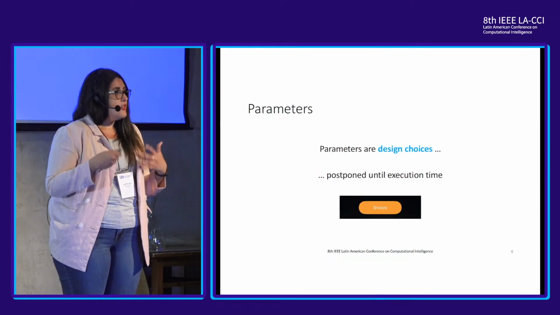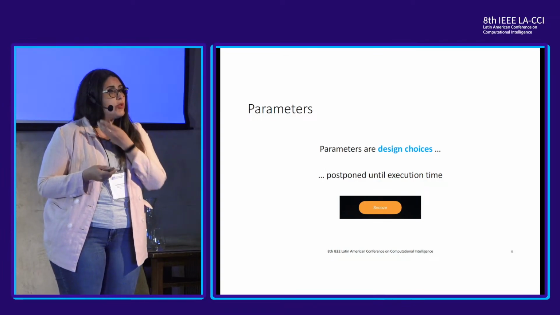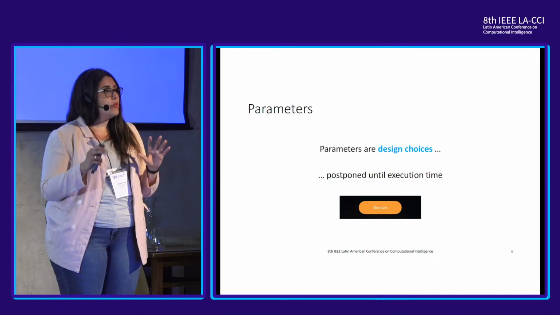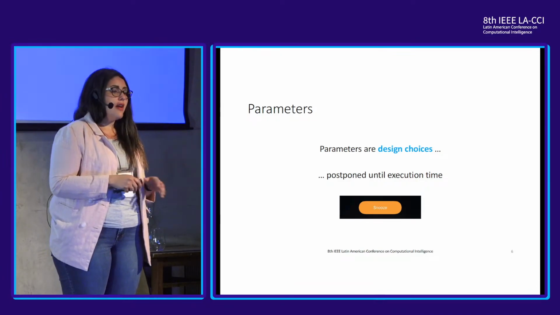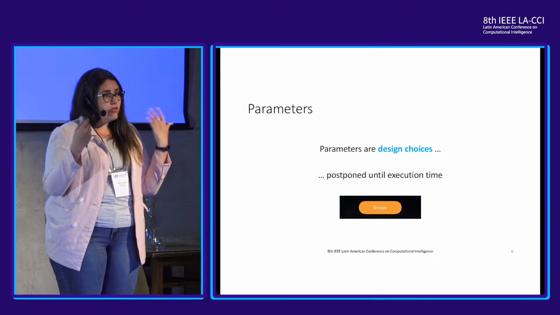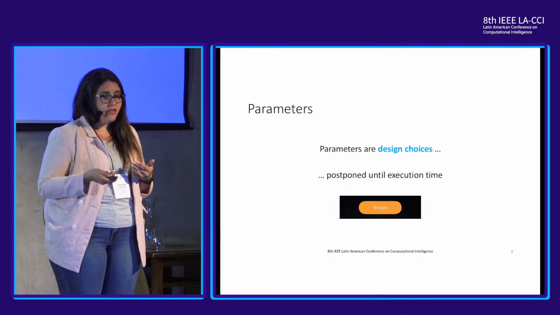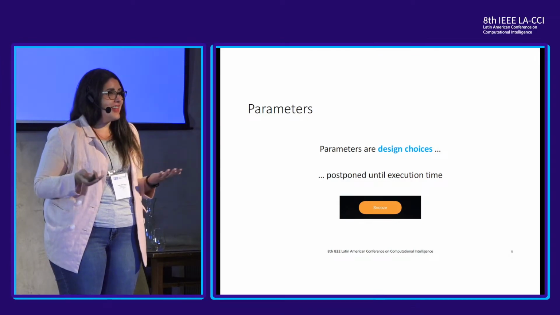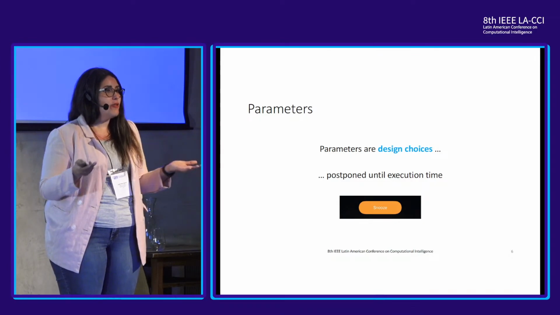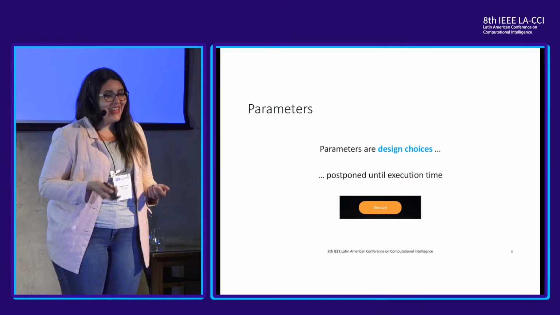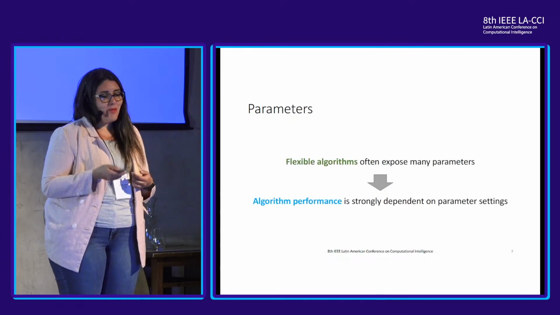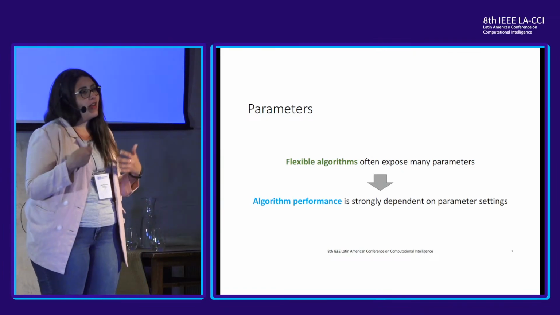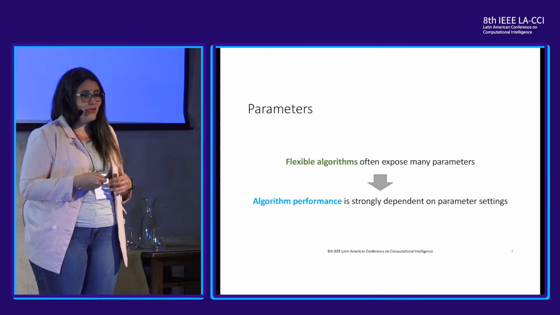And parameters are just design choices, basically, that we postpone for the moment of execution. We want to decide when we execute the algorithm, and not during the design process. So this is kind of like a lazy approach to design. One could decide basically everything; design could be postponed completely to the moment of application. And actually, this is what we call automated design. Later I will show you.